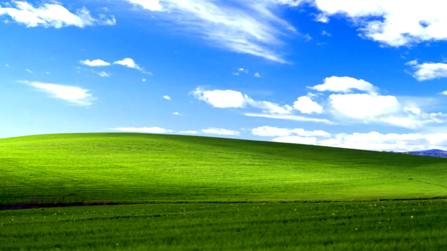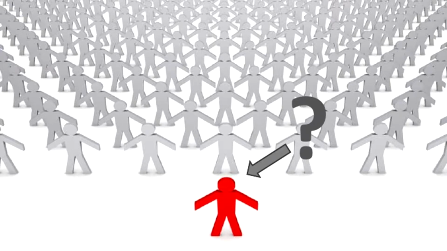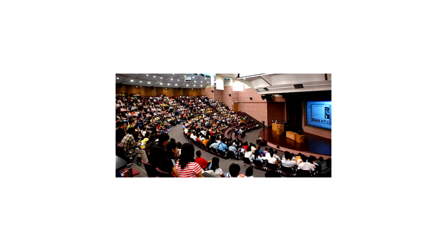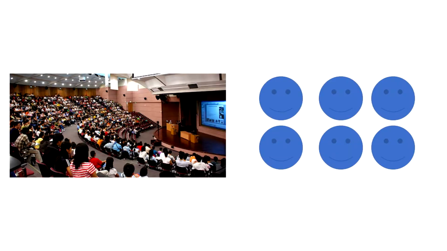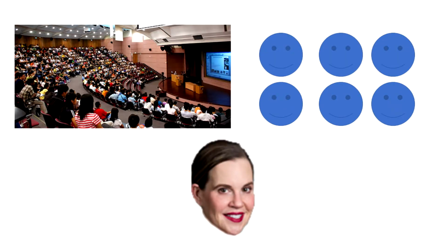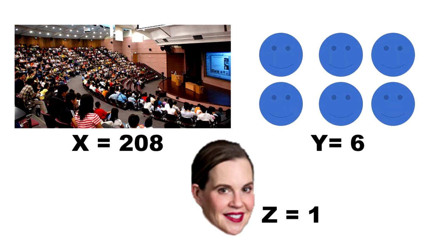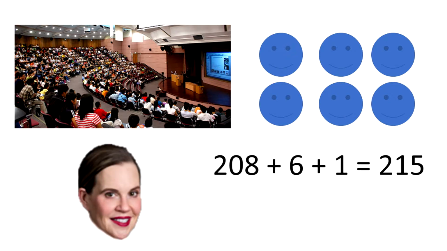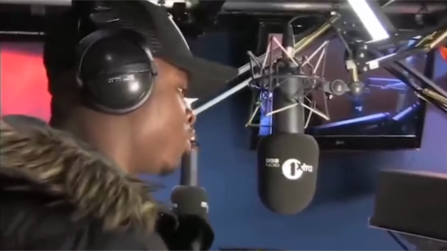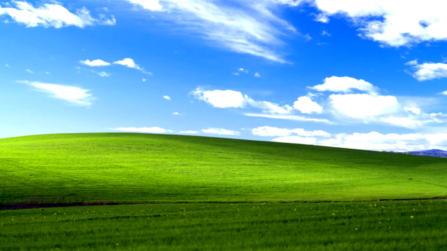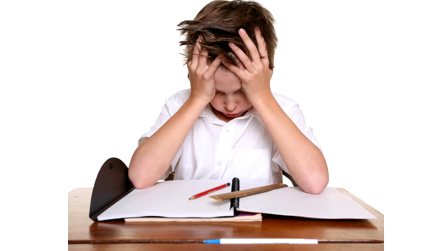Continuing the example of our classroom, consider a situation where we are choosing a single representative for our classroom. Let's say that there are a total of 208 students in the class, 6 TAs, and 1 professor. We consider x to be 208, y to be 6, and z to be 1, giving us a total of 215 ways to select the representative. Quick maths!